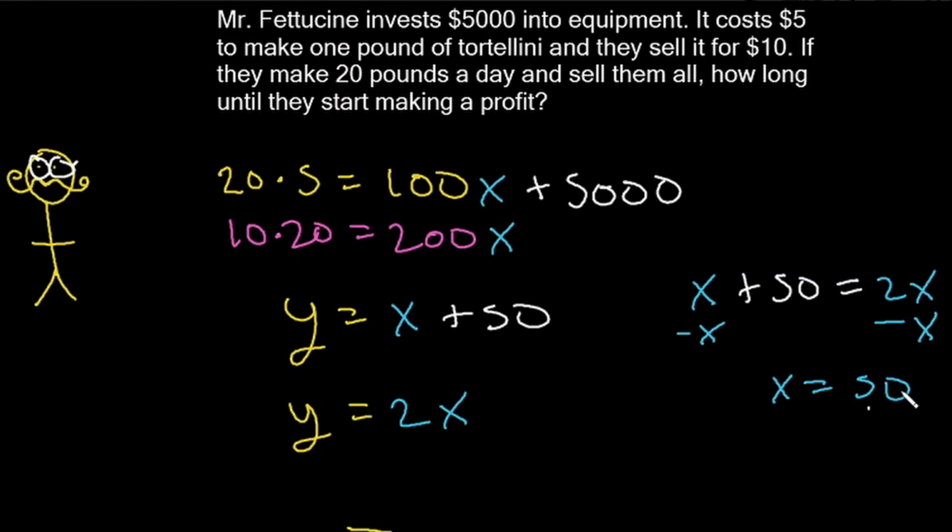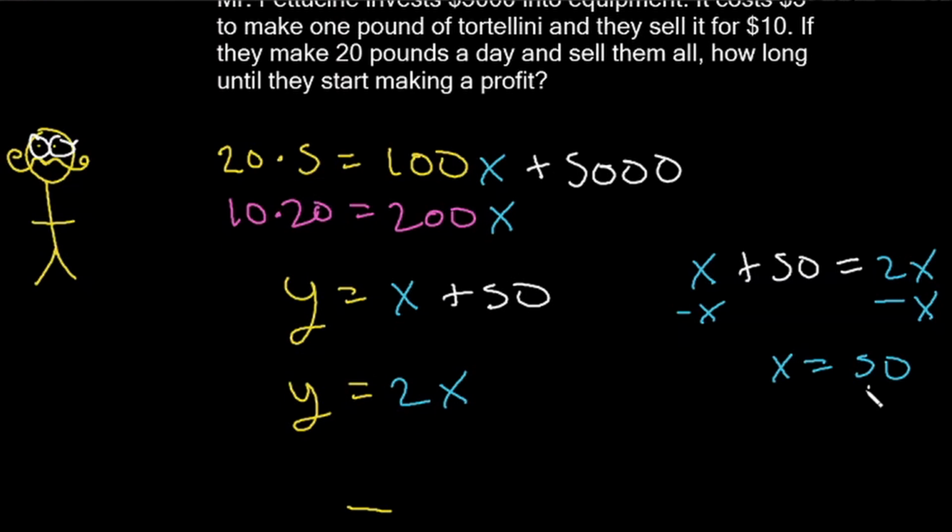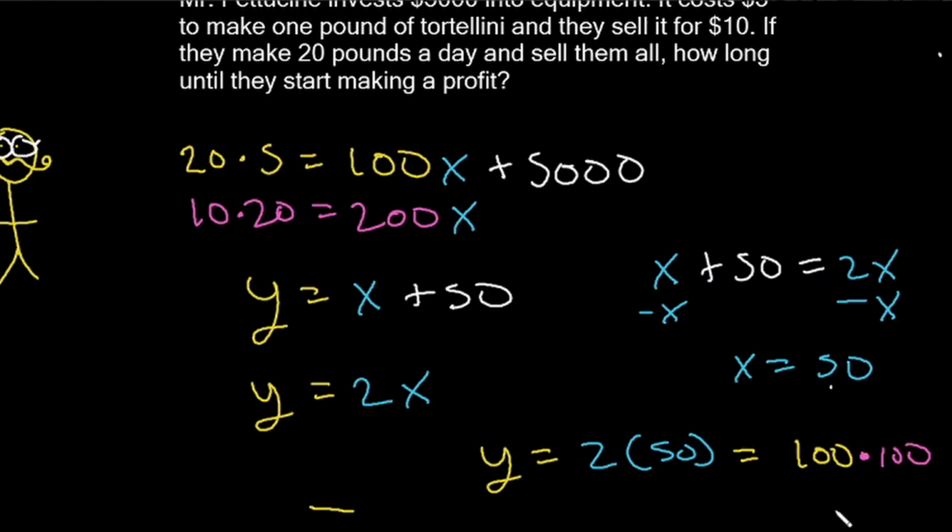Let's find out how much money they have to make. So we plug in our 50. Let's just use our simpler equation here. We'll have y is equal to 2 times 50, is going to be equal to 100. And then remember, we divided everything by 100, so we need to multiply this by 100 times 100. So 100 times 100 is 10,000. Final y value is going to be 10,000.